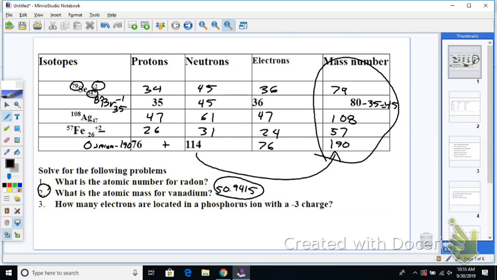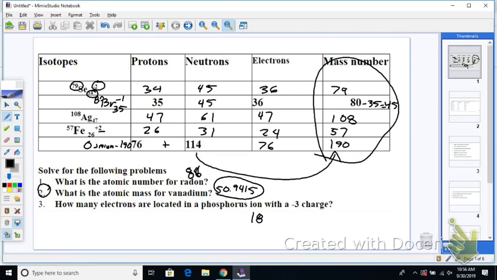So atomic number for radon, that's 86. And then phosphorus. Phosphorus is element 15, has a -3 charge, so it's 18 electrons.